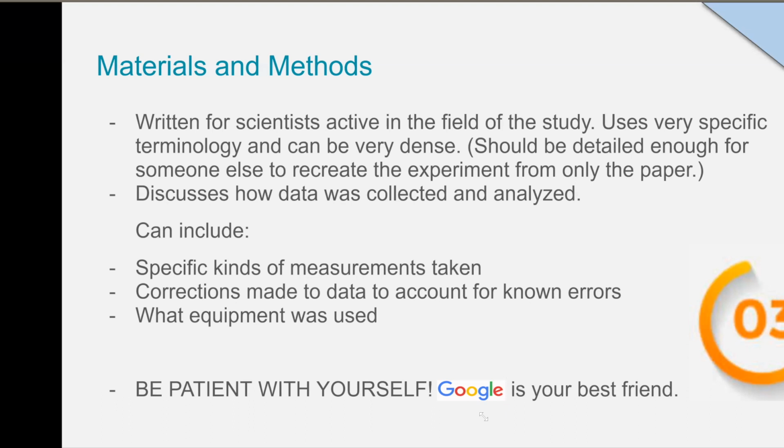So be patient with yourself when you're reading this. Google is your best friend. If there's something you don't know, if there's a word you don't know, which is most likely going to be the case, because again, this is written for a very specific audience. This is scientists who are doing research in this field. There's a very low likelihood that you're going to know all the words and all the terms that are used in it. So if you're reading it and you think, I don't know what that word means, just Google it. It'll make it a lot easier.